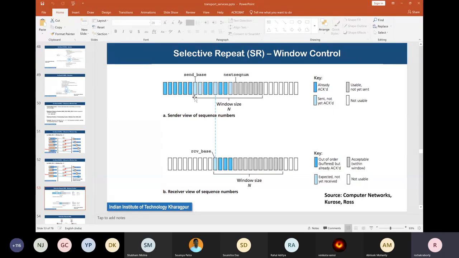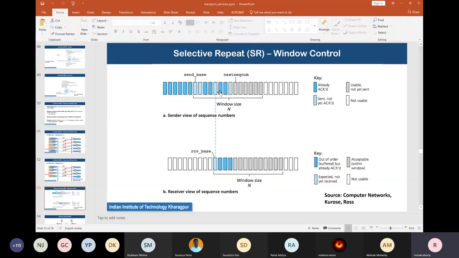Well, window size and sequence number is difficult to say. So this window size is n. Okay, fine, just forget about it. So this is send base, this is send base plus 1, this is send base plus 2 and plus 3. Send base plus 2 and send base plus 3 I have received.